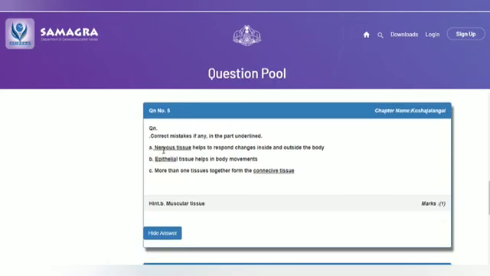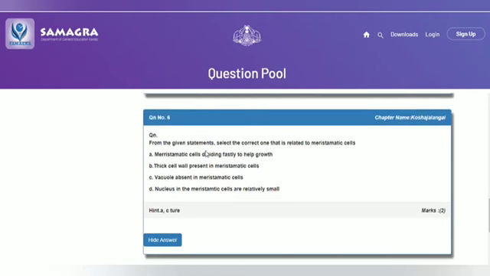Fifth question. Correct mistakes, if any, in the part underlined. Nervous tissue helps to respond to changes inside and outside the body. Epithelial tissue helps in body movements. More than one tissue together form the connective tissue. So we have to correct the second one, the epithelial tissue. Instead of that, muscular tissue helps in body movements.